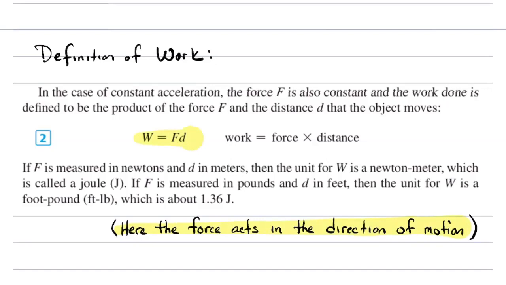The work is defined to be the force times the distance. Okay, so again, it's force times distance when you have a constant force. So it's a constant force acting in the direction of motion. Work is force times distance.